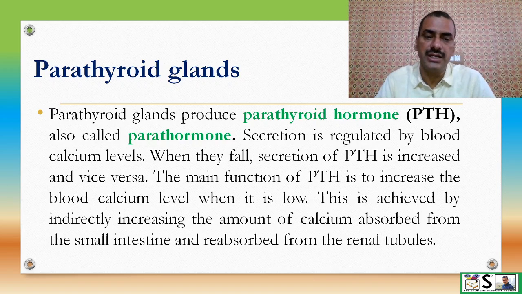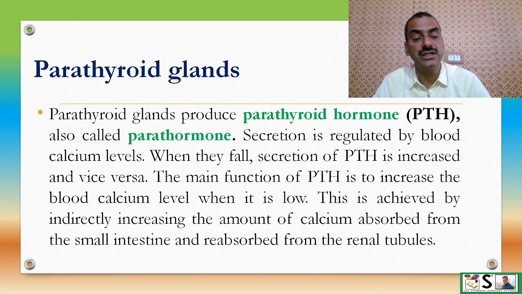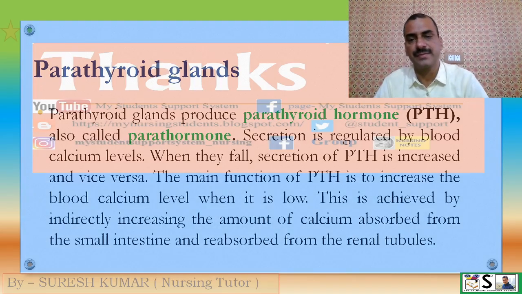Secretion is regulated by the calcium level. When the calcium level falls, the PTH hormone is increased. The main function of PTH is to increase the blood calcium level when it is low. This is achieved indirectly by increasing the absorption of calcium from the small intestine and the reabsorption of calcium from the renal tubules.